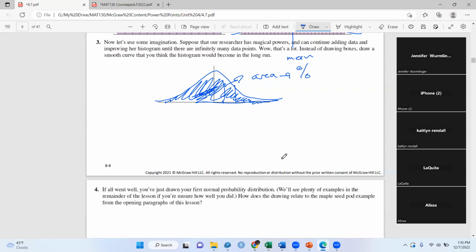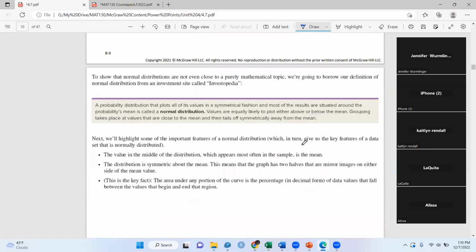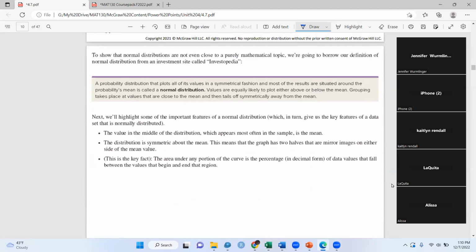So let's read this little statement. Am I driving you all crazy? Maybe we should pause and figure out what page I'm on. This is one of the pages in your textbook. Thank you. This is page 489, y'all.